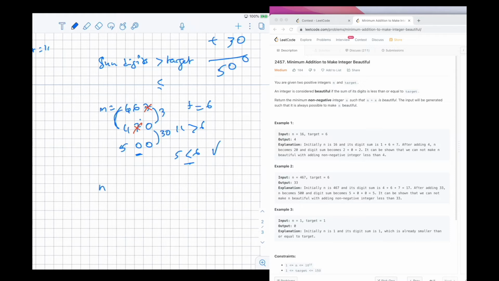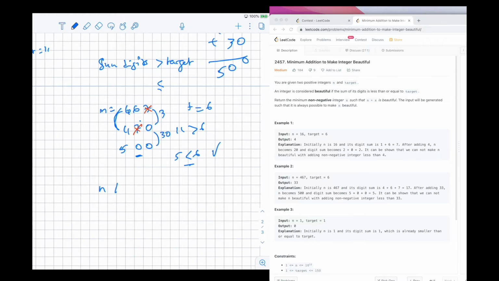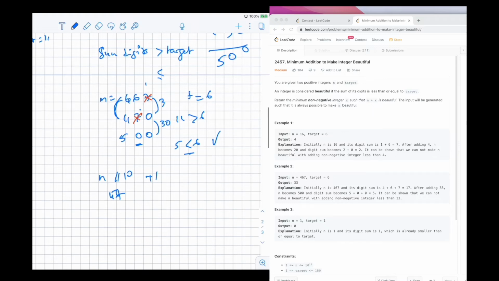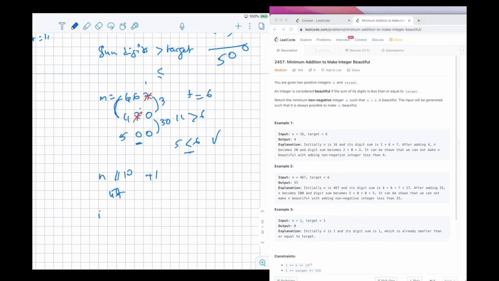Well, we can just take n, the number, divided by 10. So 467 divided by 10, we get 46. And then we add 1. When we add 1, that becomes 47, right? But the thing is, we lose the 0. So let's just keep track of 0 separately. What we need is to keep track of the power of 10 we need to multiply later on. So for example, in the first step, i is equal to 1, because we end up with 47. And then we get 5, because we divide by 10 and then add 1 to 4. So that would be 5, and now i here is equal to 2.